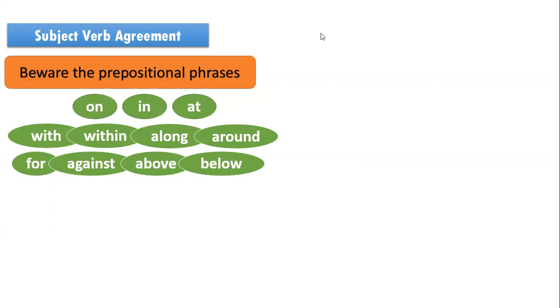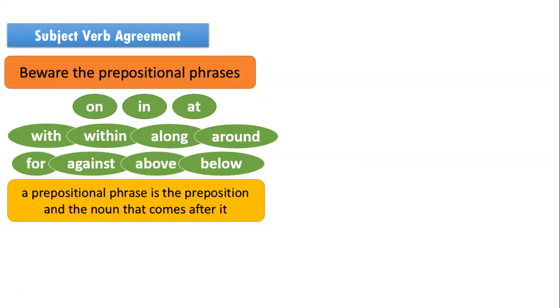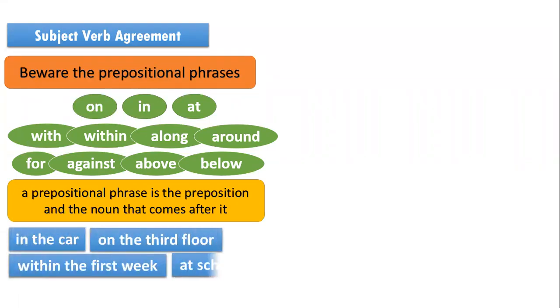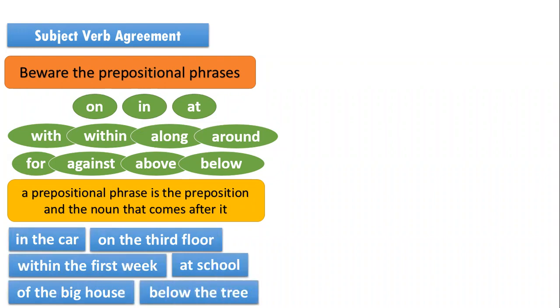Very good. All right. These are called prepositions. Very good. What is a prepositional phrase? If these are prepositions, so what are the prepositional phrases? The prepositional phrase is the preposition and the noun that comes after it. In the car, on the 3rd floor, with the 1st week at school, of the big house, below the tree. All of these are examples of prepositional phrases.